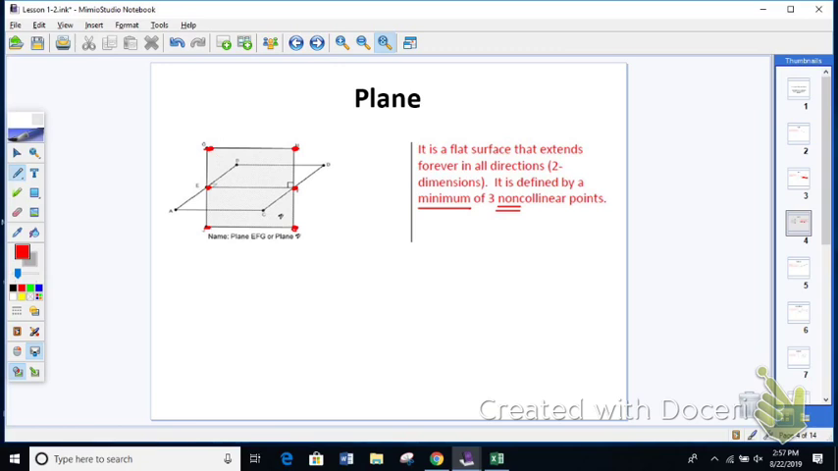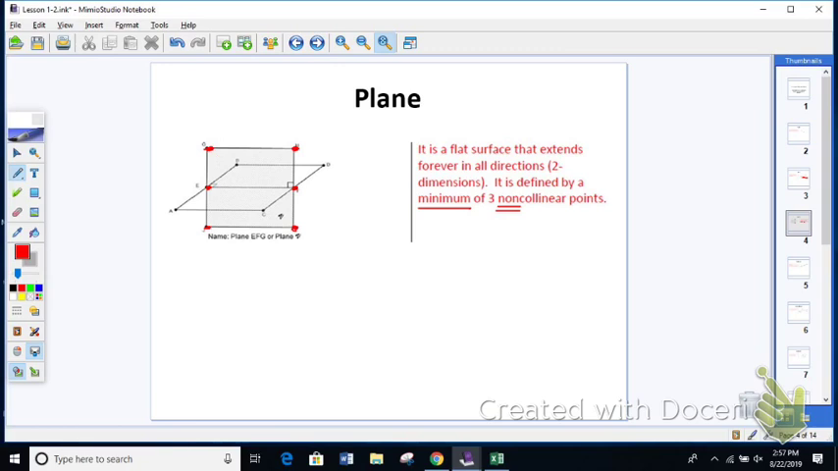If I want to name that plane, I have to use at least 3, okay, that are not in a straight line. So they used the letters E, F, and G. Okay, those 3 points are not on the same line, so they're non-collinear. Okay? But if I only named those 3 points, some people think it's confusing to think of that entire plane.